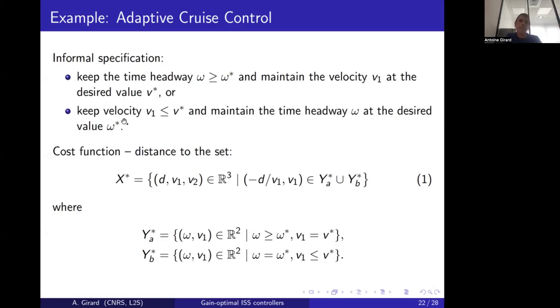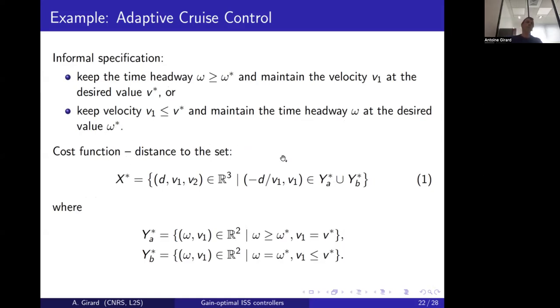And the second case is if we are close to the vehicle, then we can reduce our velocity below the reference velocity, and what the objective then becomes is to maintain the time headway at the desired value, right? So to achieve the specification, we can basically define a cost function, which would be the distance to that particular set, right? So this is the cost function that we consider here.